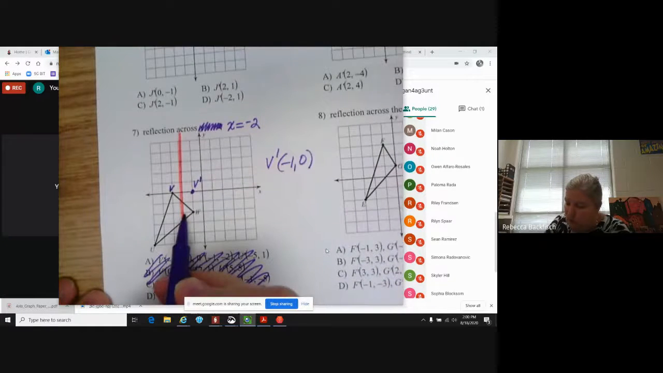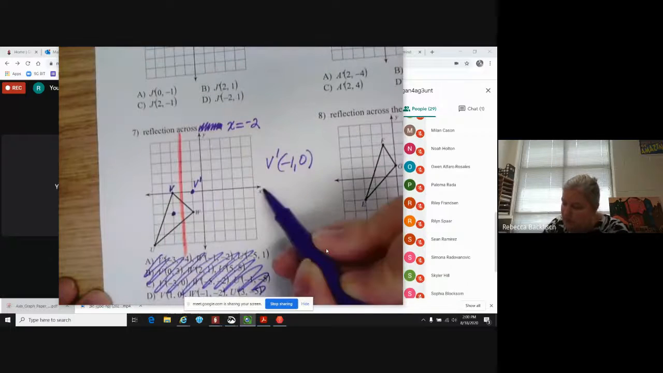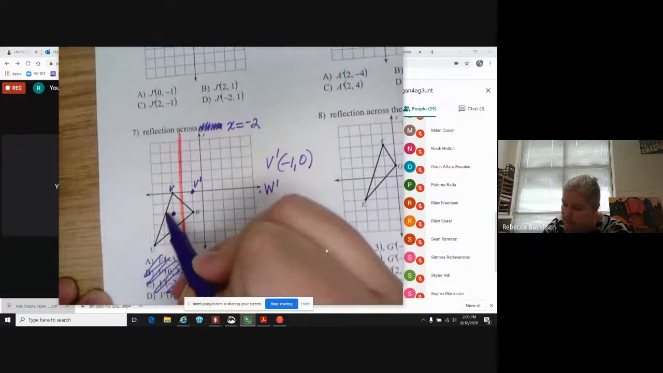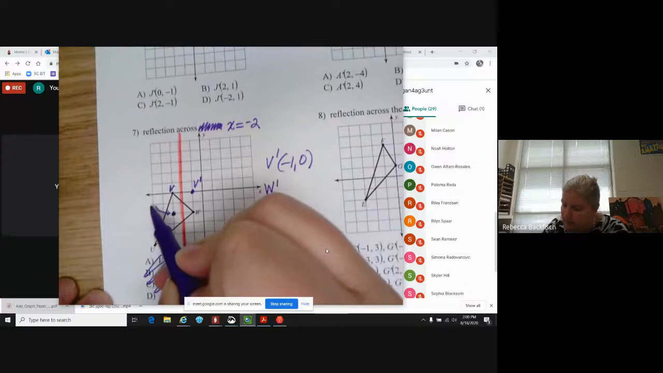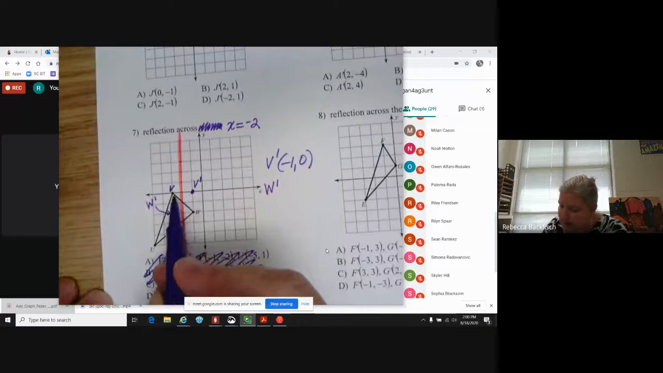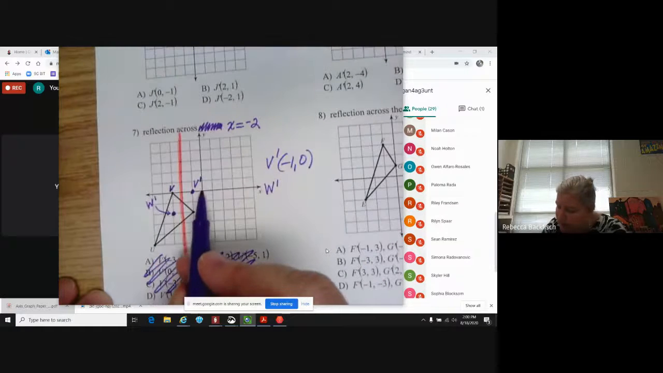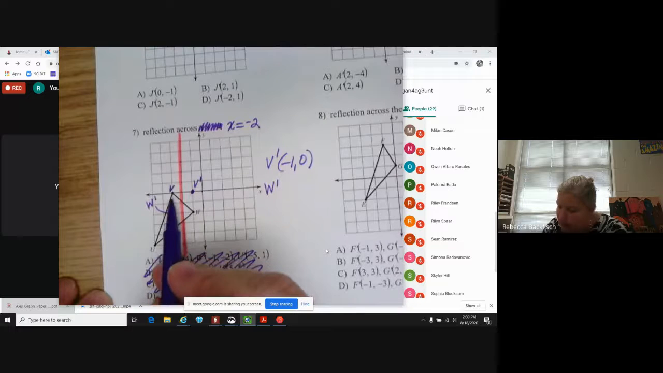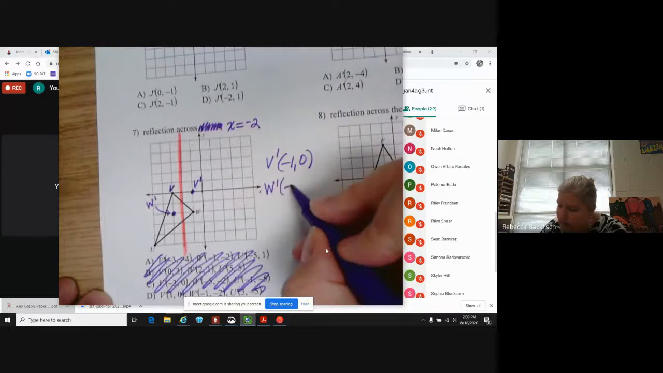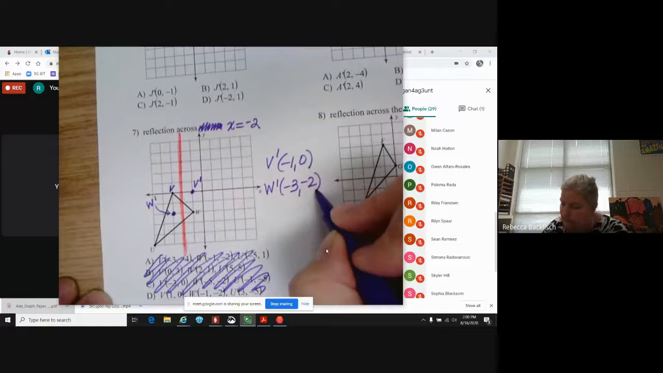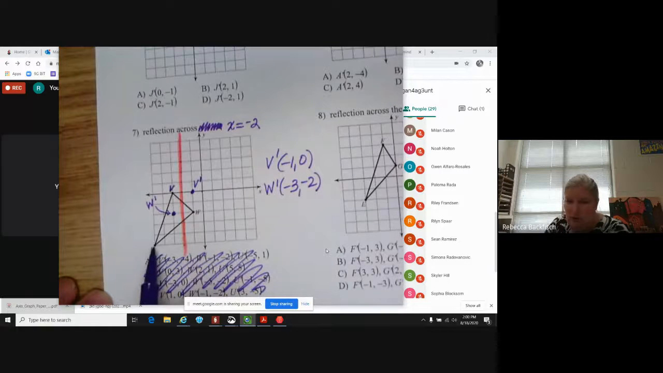W is currently 1 unit to the right of the line. So I'm going to take it 1 unit to the left of the line. So that's where W prime will go. W prime is at, here's 0, 0, 1, 2, 3, and down 2: (-3, -2).